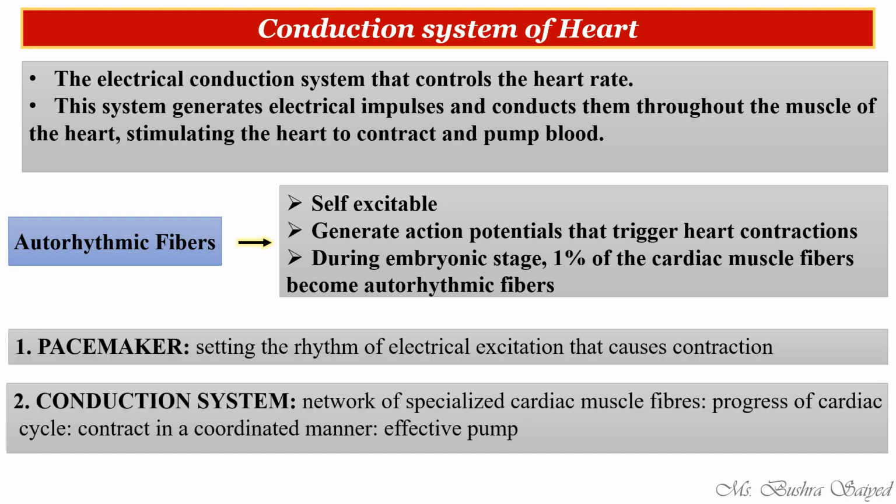The first one is the pacemaker, which sets the rhythm of electrical excitation causing contraction. The second one is the conduction system, which will carry the signal generated by pacemaker through a network of specialized cardiac muscle fibers, due to which the heart will be pumped in a coordinated manner, resulting into the progress of cardiac cycle. Cardiac cycle is basically the systole and diastole of atria and ventricles of the heart. Now we will one by one have a look at these fibers.